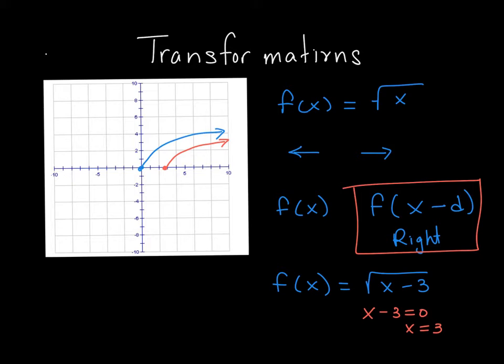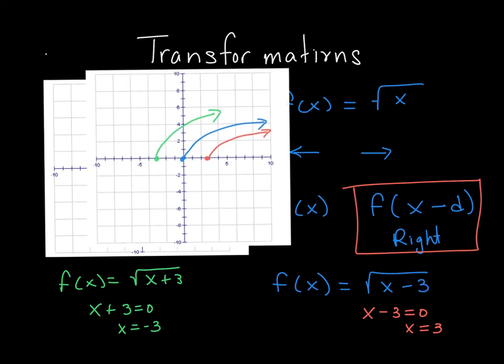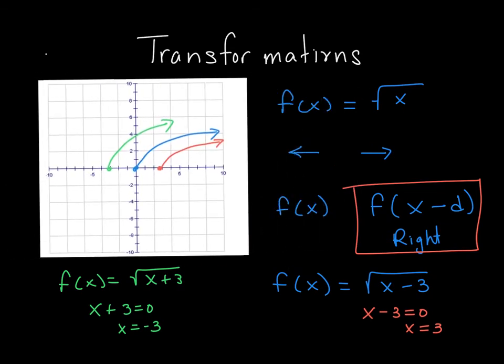If I had the same function where f of x was equal to the square root of x plus 3, that would move it over to the left. Again, think about where that would give me 0. That would be over here at negative 3. So when you're having these transformations, they're moving either left or right, depending upon what is going on inside.